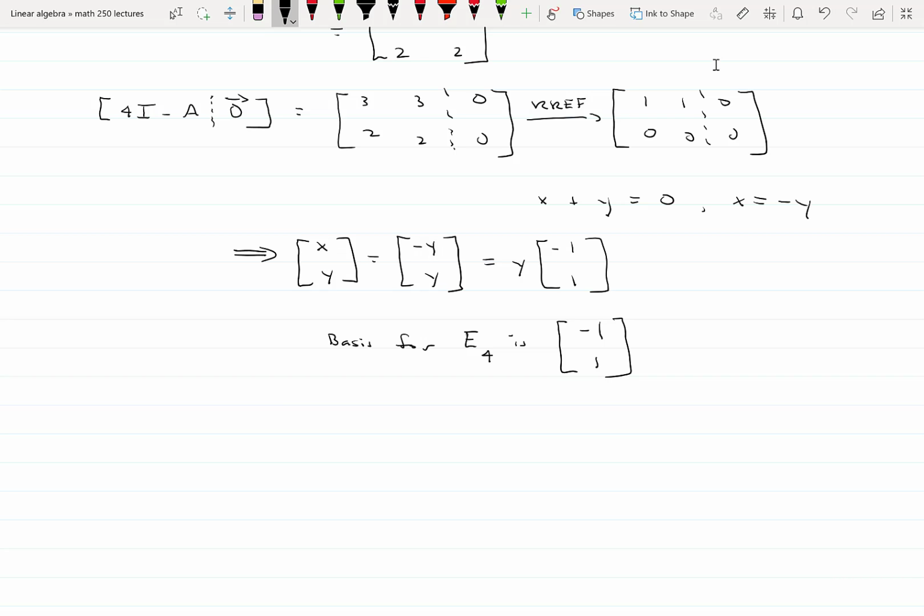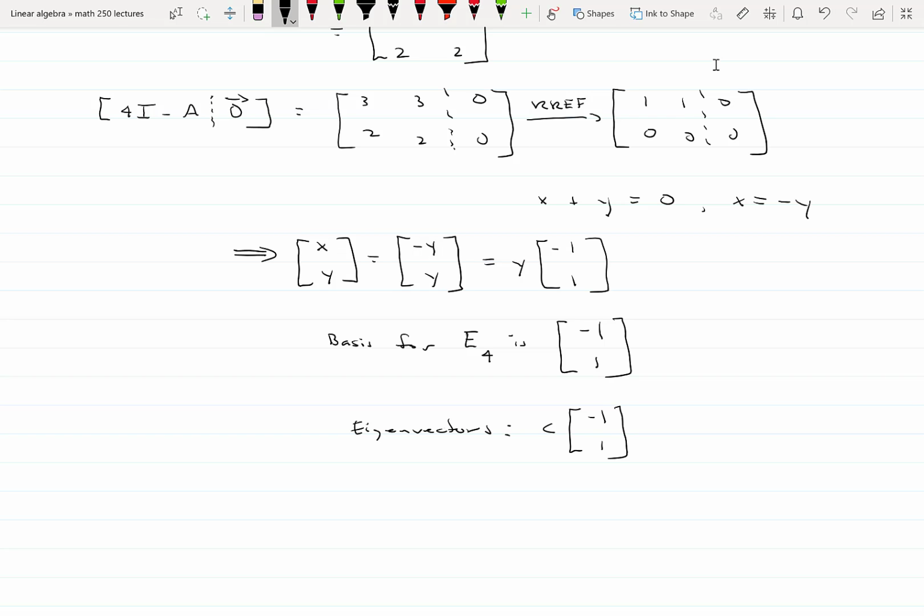Okay. Well, the question said, what are the eigenvectors? Well, the eigenvectors are nothing more than y times that vector, or if you want, you can use c times -1, 1. So this matrix has an infinite number of eigenvectors. Anything of the form c times -1, 1 is an eigenvector.